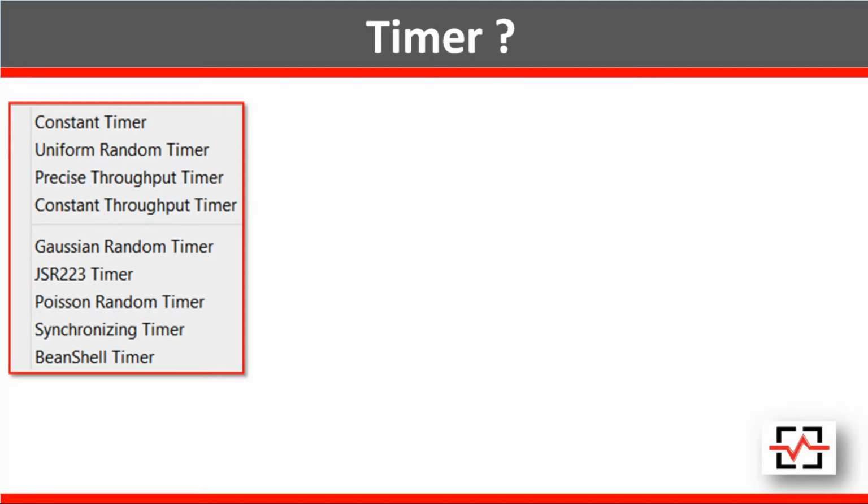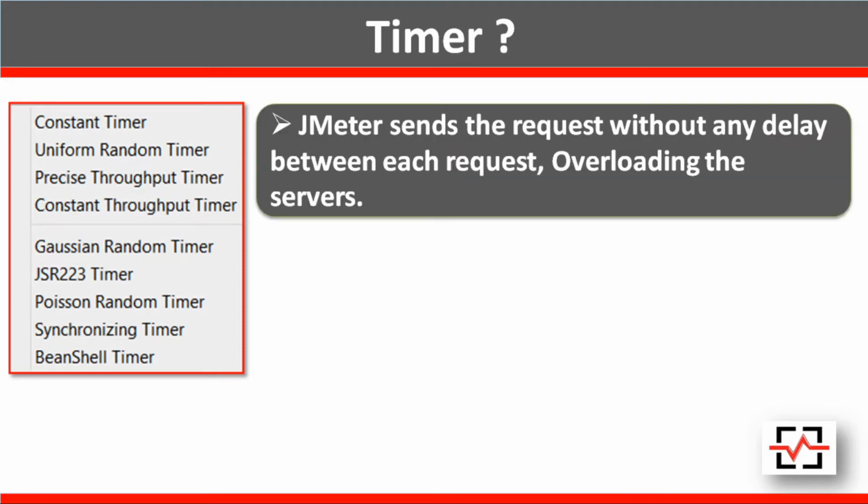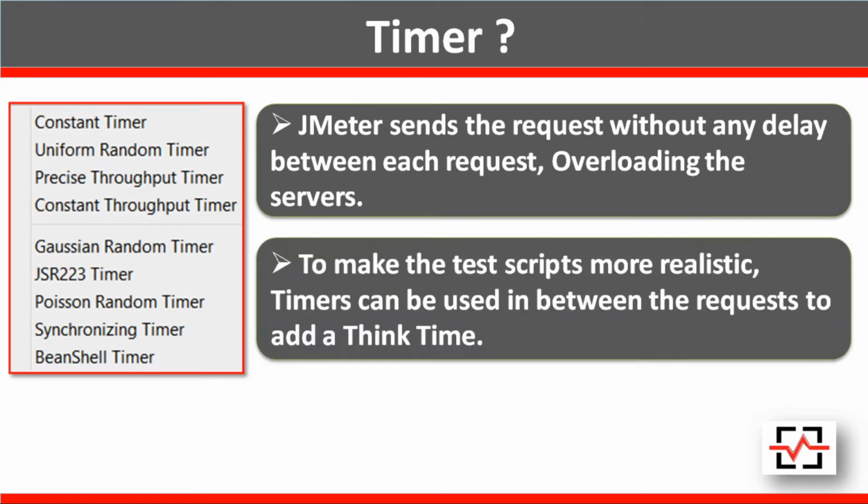The different timers available in JMeter are displayed in this image. By default, JMeter sends the request without any delay between each request. If no wait time is used between the requests, an uncontrolled amount of requests without any wait time will hit the servers. And this is not how a real user in production does the application navigation. To make the test scripts more realistic, timers can be used in between the requests to add a think time.